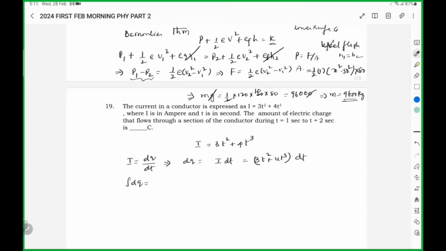Integral dq, the charge which flows between t equal to 1 to 2, plus 4t power 4 by 4 between 1 and 2, 8 minus 1, 16 minus 1, 24, 22. So that is Q here is 22 coulombs. That is the charge which flows through it.